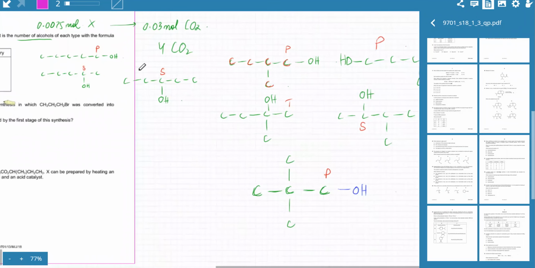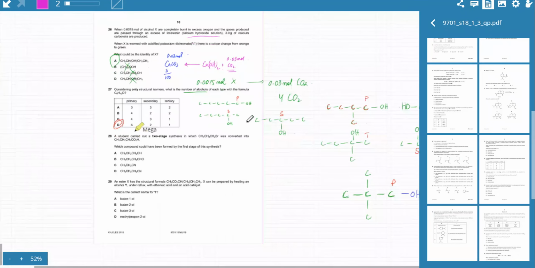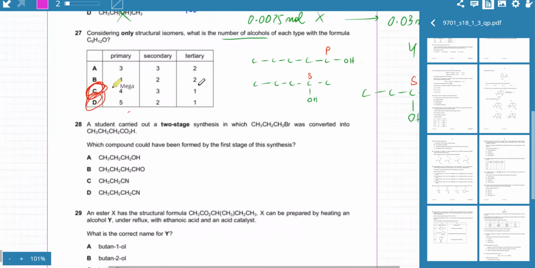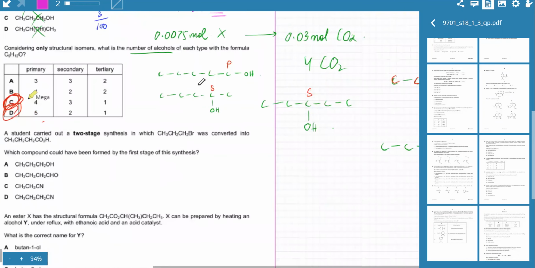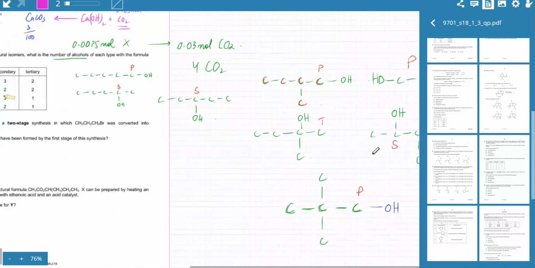So there's this secondary, and secondary. So that's three secondaries. So it's going to be C, because we made a mistake in counting. So we've got three secondary alcohols. Two are here and one over there. Okay, is this clear?